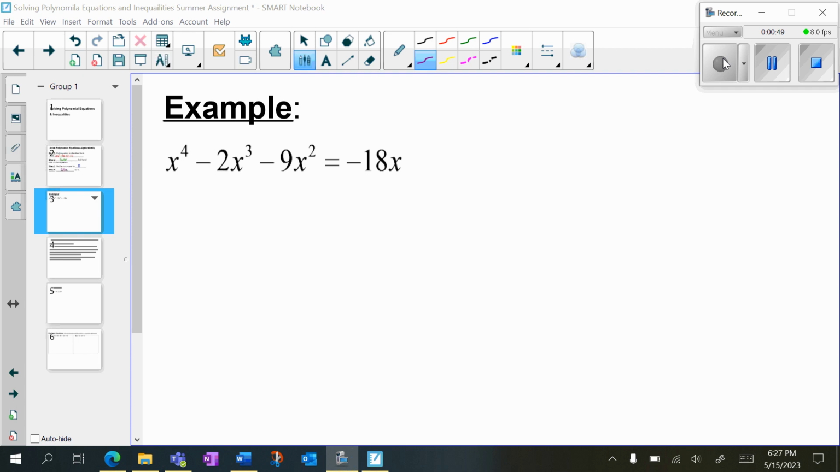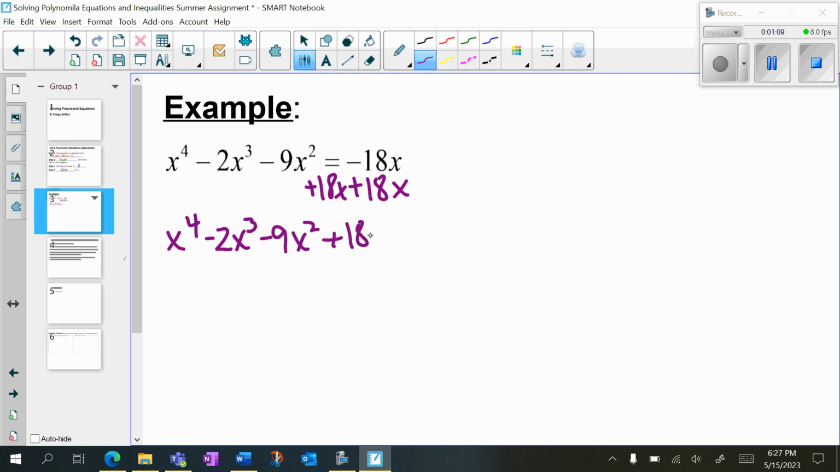Here we have x to the fourth minus 2x cubed minus 9x squared is equal to negative 18x. Now remember, we want to put it into standard form, so we want to add the 18x over to the left-hand side. So I'm going to have x to the fourth minus 2x cubed minus 9x squared plus 18x is equal to 0. Now, we want to factor the left-hand side. In order to do that, our right-hand side must equal 0.